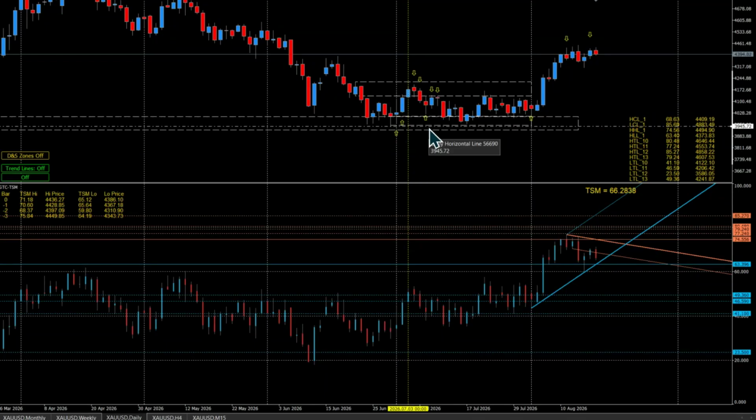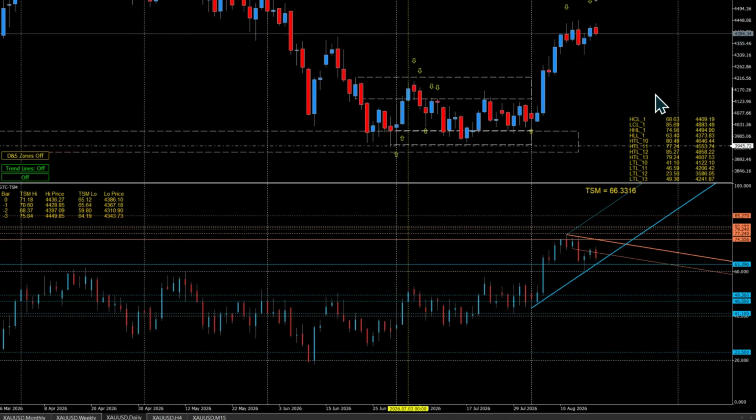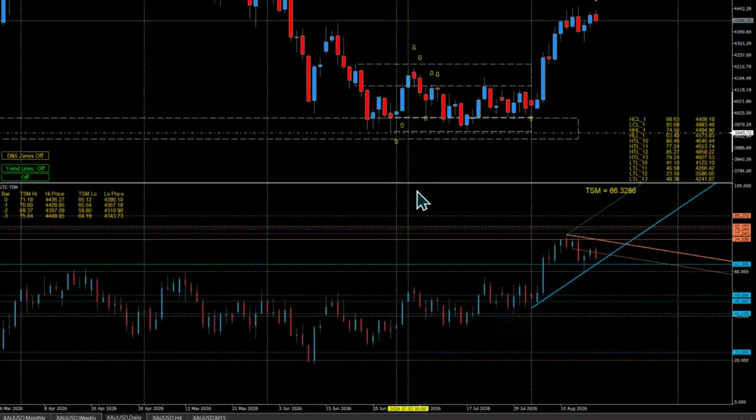And I haven't even touched the hours yet. This is just your trade setups. Once you have the TSM as well, let me get rid of this line. You're going to get pricing as to where we're going to get in, where we're going to buy, where we're going to sell. And these will be all here, right, when we've got the lines here.